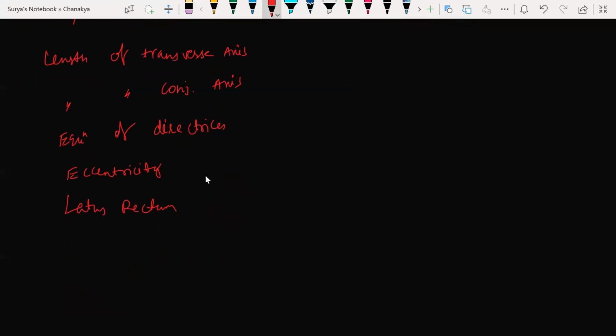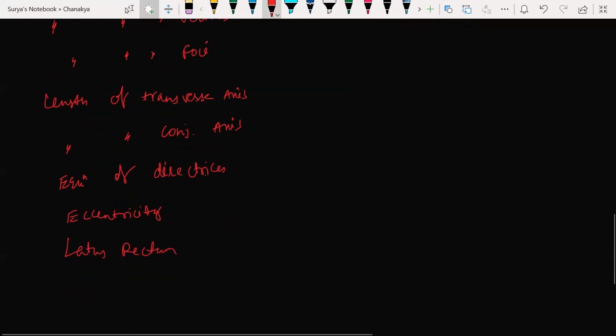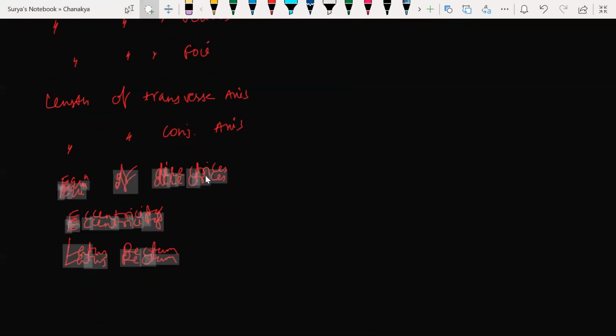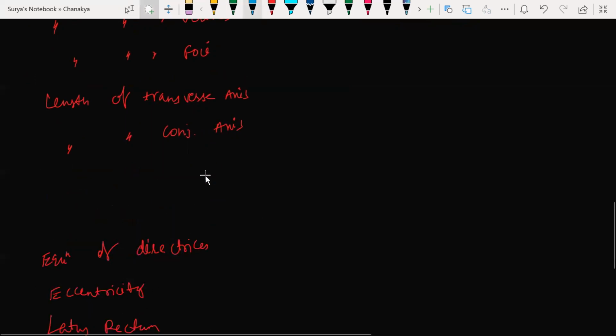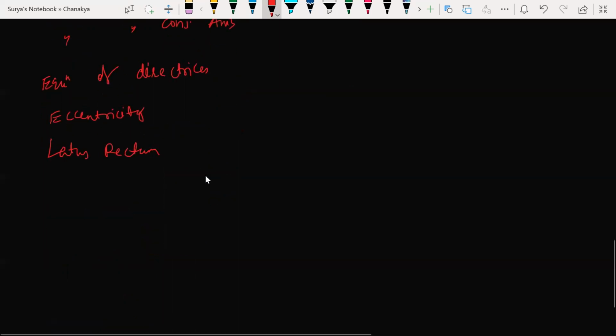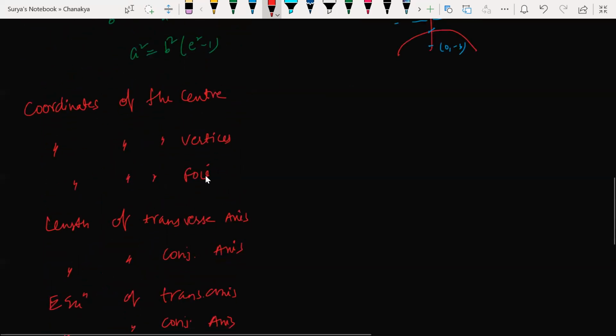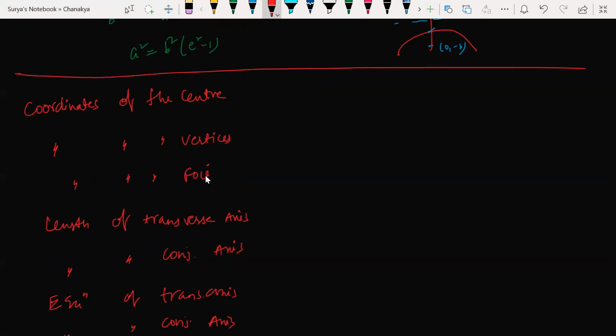Equation of transverse axis, conjugate axis. One second guys, I'll put this a little lower. Okay, here you can write, no problem. Look at this, I just missed one thing here. I'm writing in a short way guys, try to understand. Okay, so length of latus rectum. Yes, you should make just this much in the table. Everyone must make a table here.